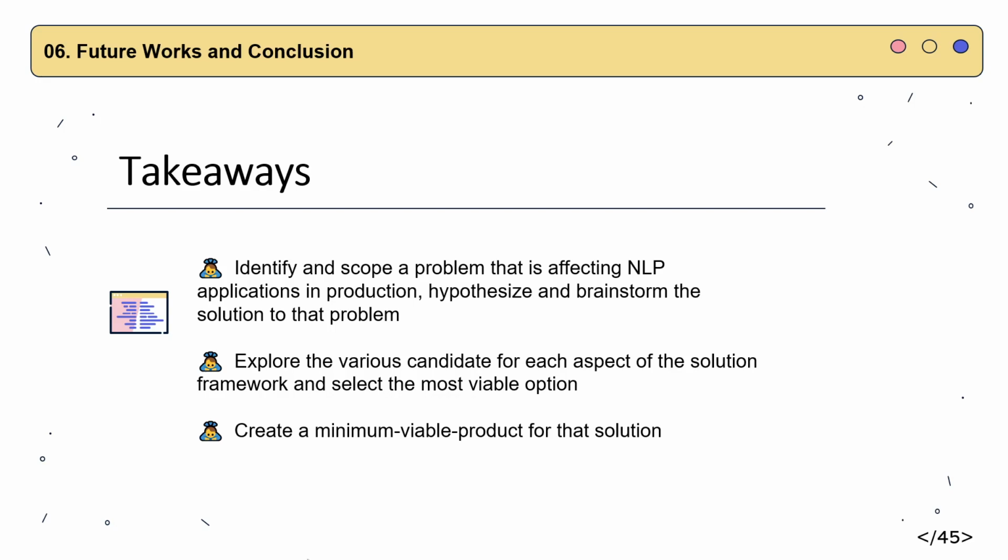Throughout this project, I have learned a lot and have a lot of takeaways. First of all, I identified and scoped a problem that is affecting a lot of NLP applications in production. Among the different NLP models doing NER, chatbots, and so on, we identified that unknown words were the main cause of concern, and addressing them effectively would be one major improvement to all existing pipelines. I then hypothesized and brainstormed solutions to that problem, while exploring the various candidates for each aspect of the solution framework and selecting the most viable option. I then learned how to create a minimum viable product for that solution.